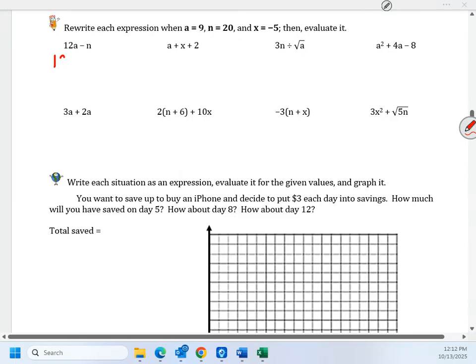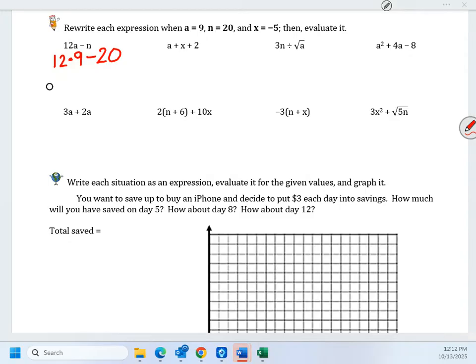So if we have 12 times a, because we know if we don't see the operation right next to it, it means multiply. So 12 times a is 9, minus n is 20. So we're going to write that expression out with the correct numbers in it. Now it's our order of operations objective that we did. First thing I'm going to do is multiply before I subtract. So 12 times 9 is 108 minus 20. 108 minus 20 is 88.